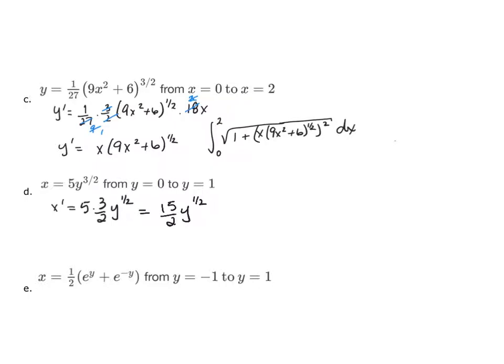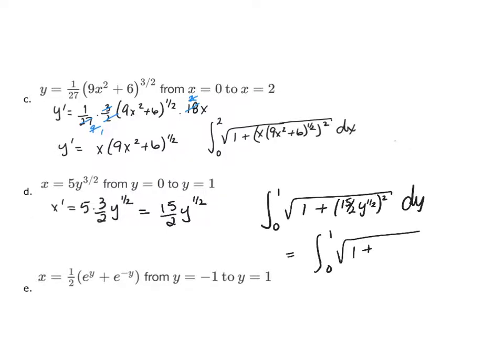And then I'm going to go ahead and put that in there for integrating between 0 and 1, the integral of 1 plus 15 over 2y to the 1/2 squared dy. So this is going to be from 0 to 1 of the square root of 1 plus 225 is what I think 15 squared is. I have to check that. 225, yeah. So plus 225 over 4y dy.